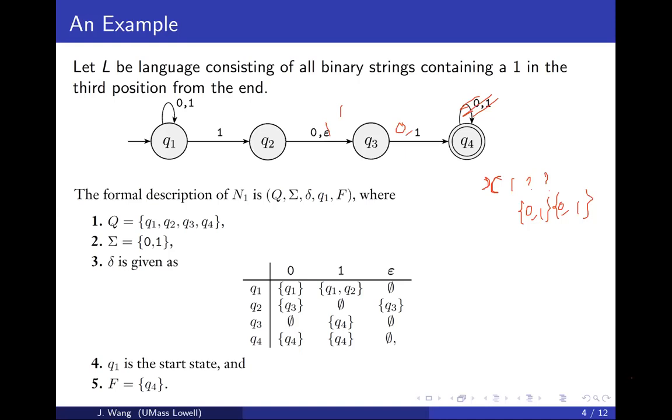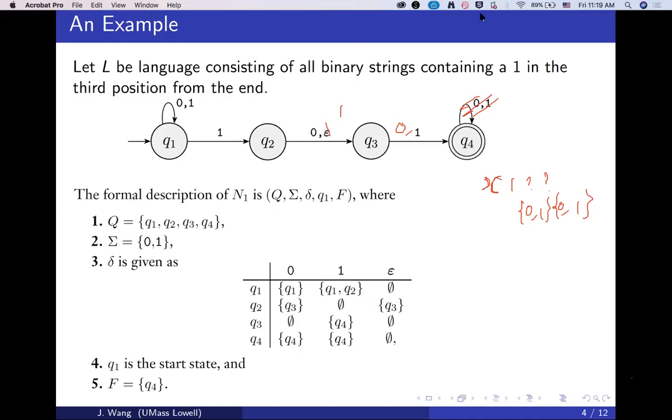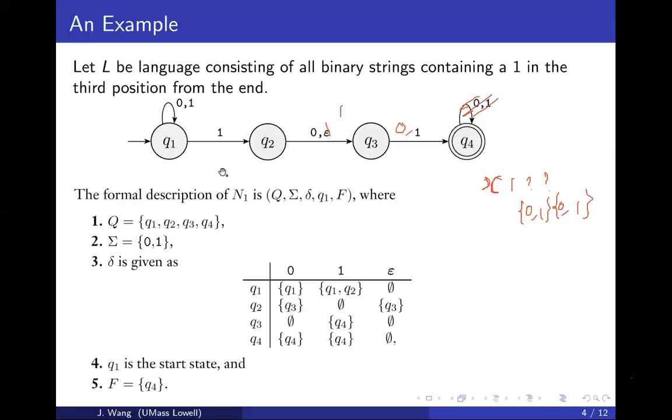So Q1 is the initial state, and we start here. Q1 on 0 goes to Q1, and Q1 on 1 goes to Q1 and Q2, so we don't need to worry about empty strings. We just remove this. So the output is always a set of states.